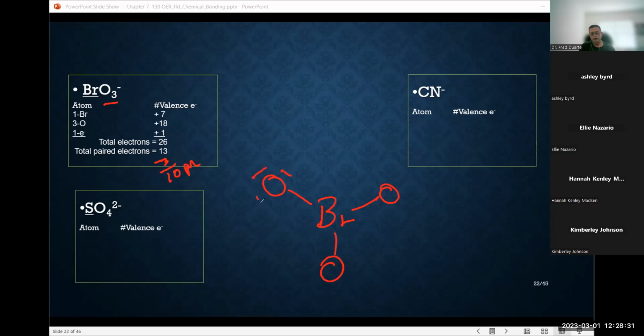Now, why would I put 3 pair around this 1 oxygen? Why couldn't I add more?